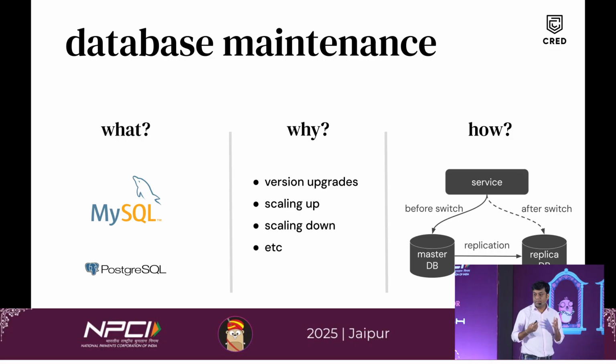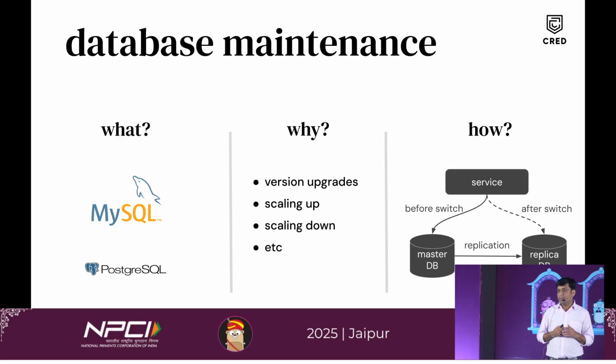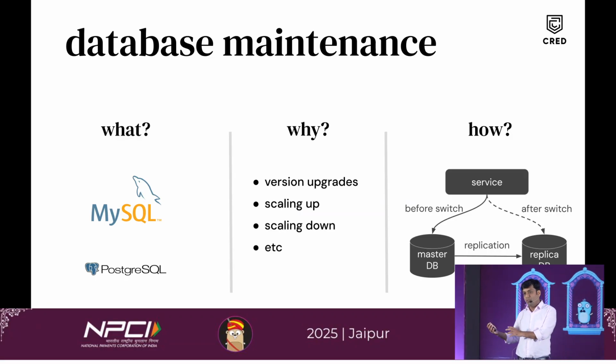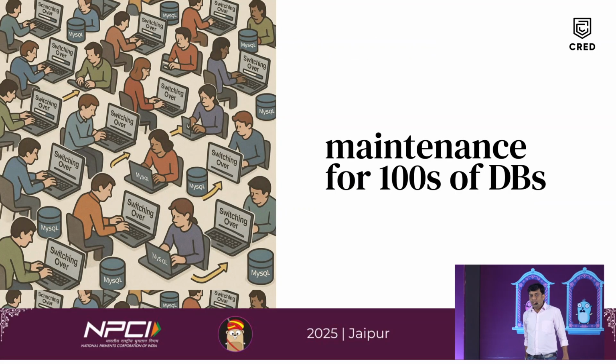And how is database maintenance achieved? It's typically achieved by promoting one of the replicas to be a master and then switching the database endpoint in the application so that it can talk to the newly promoted master. Now imagine if we have to do this activity for hundreds of databases, the first step is to consolidate it, and then finalize one date and time when this activity could be executed.